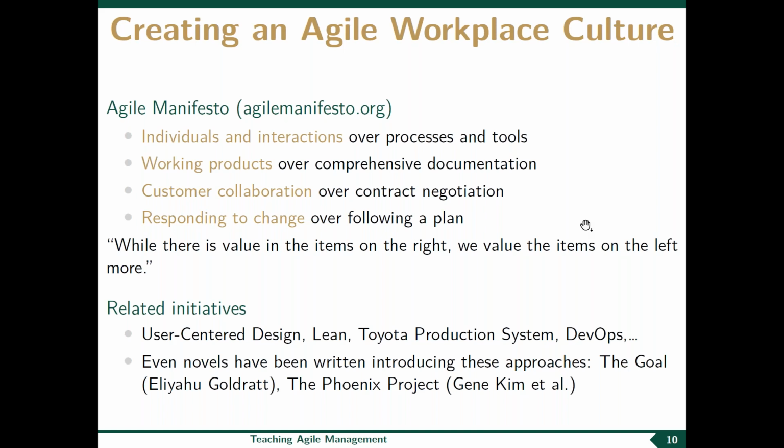All of this started in about 2003 with the publication of the Agile Manifesto in software development. And so the four core aspects of the Agile Manifesto were to focus on individuals and interactions over processes and tools, on working products, on collaboration with the customer, not on negotiating a contract way in advance, and on responding to change, or really being agile, being able to change. This doesn't mean that there's no value in the items on the right, but there's more value in the items on the left.